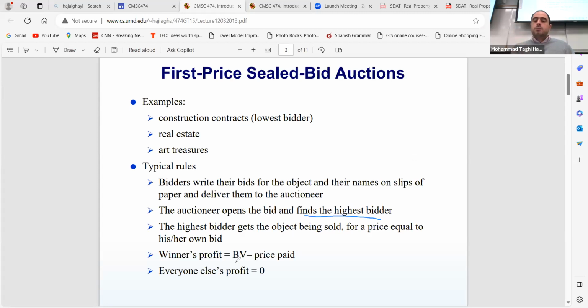Winner's profit would be the bidder's value minus the price paid. As I mentioned, there are two things: your actual valuation versus the bid that you are putting. This bid is not necessarily your valuation. And indeed, if the bid is exactly equal to your valuation, you don't gain anything. The profit that you have out of this auction, or your utility, would be zero. Profit and utility are used the same way, essentially. You will see different terms. Everyone else's profit would be zero because you don't pay anything, you don't get anything. Good.